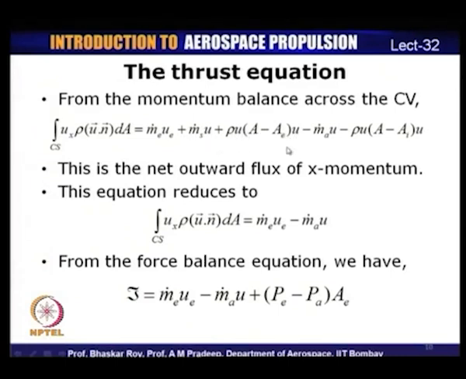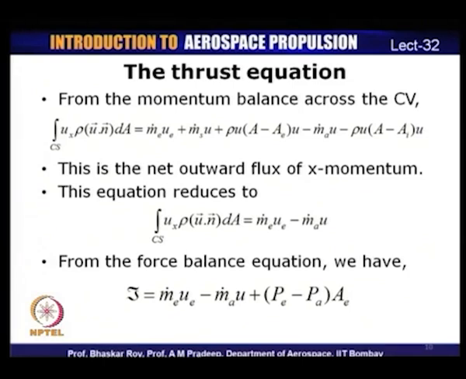So, this is momentum at the exhaust or momentum leaving, and what is the momentum entering the control volume? We have m dot a into u minus rho times u times (A minus A_i) into u. So, these two terms correspond to the momentum entering the control volume. What we have here is the net outward flux of x momentum. If we substitute for m dot s and simplify, we get a very simple expression for the net momentum flux, and that is basically sigma F_x equal to m dot e u_e minus m dot a into u.